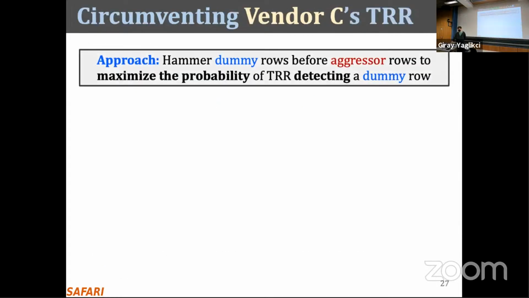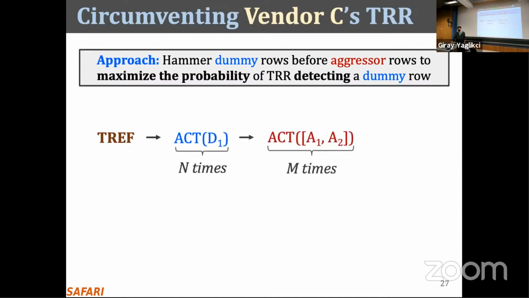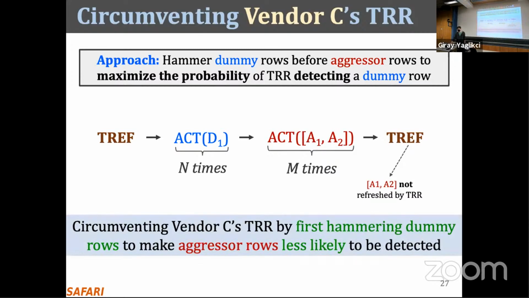To circumvent the TR mechanism of vendor C, our approach is to first activate dummy rows to maximize the probability of making TR detect the dummy row instead of the aggressor rows that we will hammer later. So this is sort of the opposite of what we do with vendor B. After a TR-capable refresh, we first hammer a dummy row, and then we hammer two aggressor rows, A1 and A2, until the next TR-capable refresh. The aggressor rows are less likely to be detected than the dummy rows, especially when we first perform a large number of dummy hammers. In conclusion, one can circumvent vendor C's TR by first hammering dummy rows to make the actual aggressor rows less likely to be detected by TR.